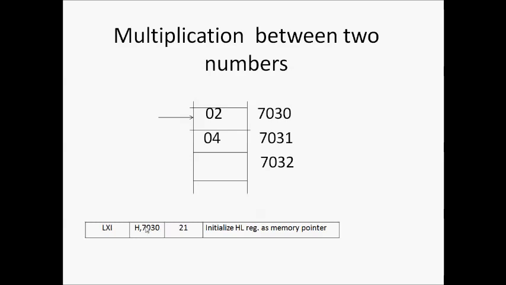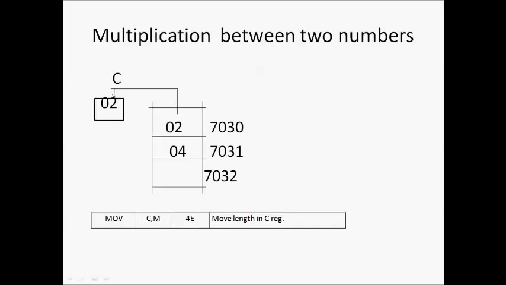As I told you, first we need to initialize the memory pointer to 7030. The instruction is LXI H, 7030. Next, 02 is moved into register C. So 02 is stored in register C, and the instruction is MOV C,M, which means the memory location 7030 content 02 goes to register C. We are going to the next slide.